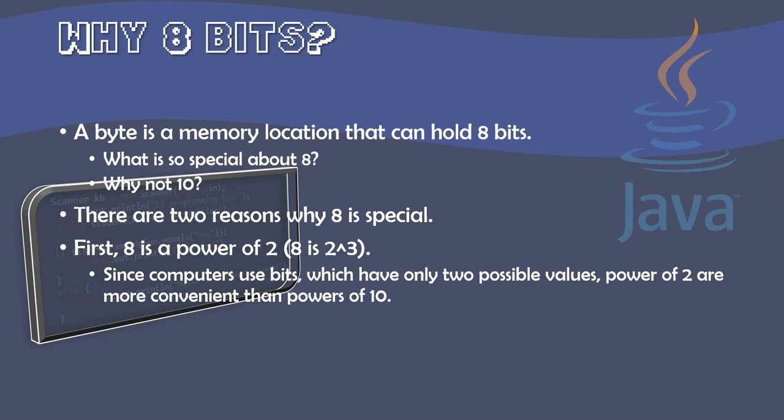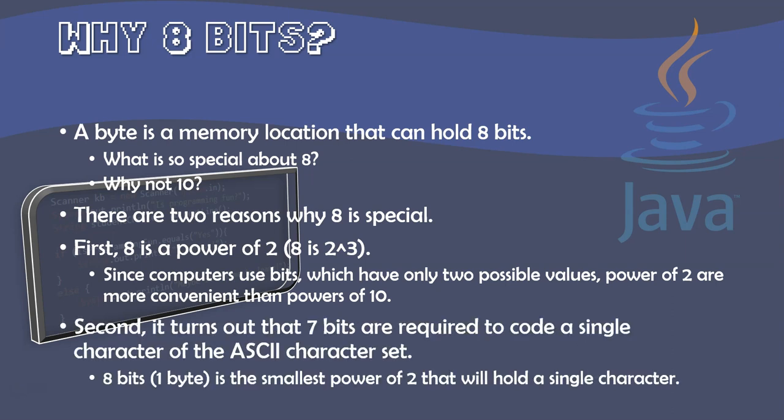The first is that 8 is a power of 2. 8 is 2 to the power of 3. And since computers use bits, which are just representations of 0 and 1, powers of 2 lend themselves to being much more convenient than powers of 10. Secondly, it turns out that 7 bits are required to code a single character of the ASCII character set. So 8 bits, or 1 byte, is the smallest power of 2 that will hold a single character.